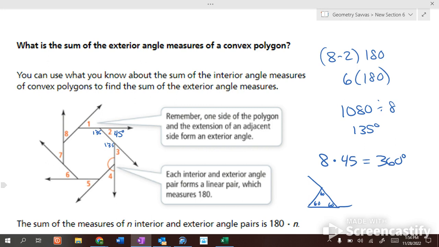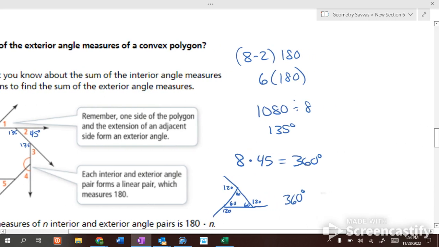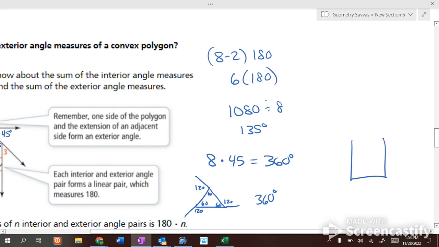So if we make a straight line out of it, what's on the outside of them? 120, 120, and 120. What's 120 plus 120 plus 120? 360. Ooh. Let's take a square.